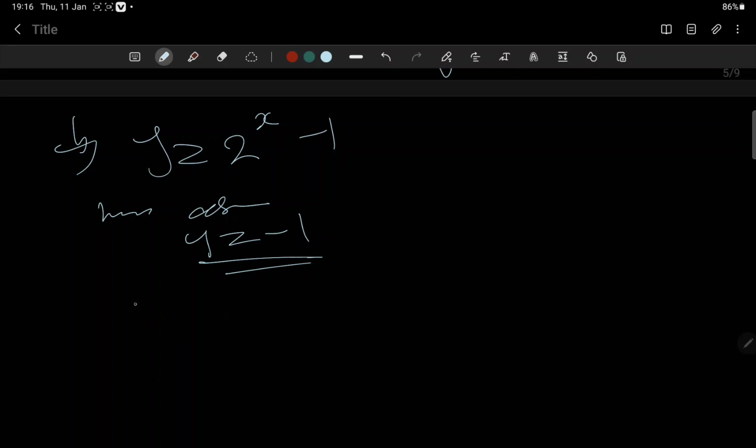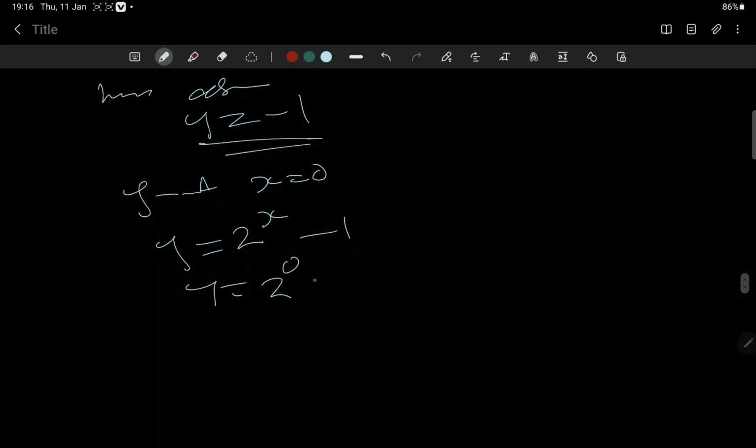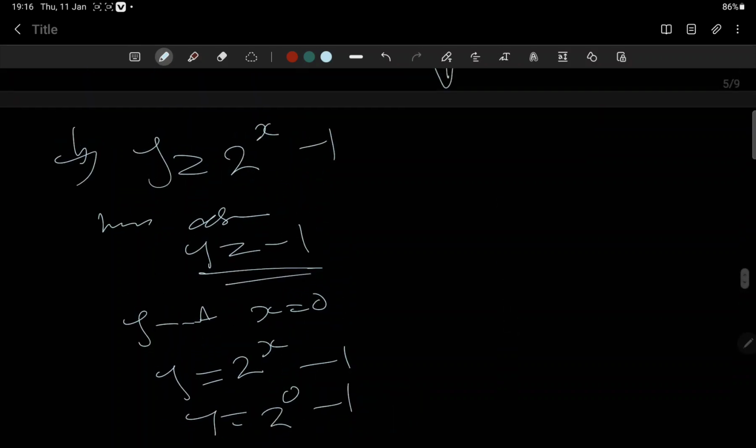Then the intercept. The y-intercept, this is where x is 0. Then y equals 2 to the x minus 1, y equals 2 to the 0 minus 1. And then 2 to the exponent of 0 is 1, minus 1, y equals 0. Then the coordinate is (0, 0). And then the x-intercept, in this case we will have an x-intercept.